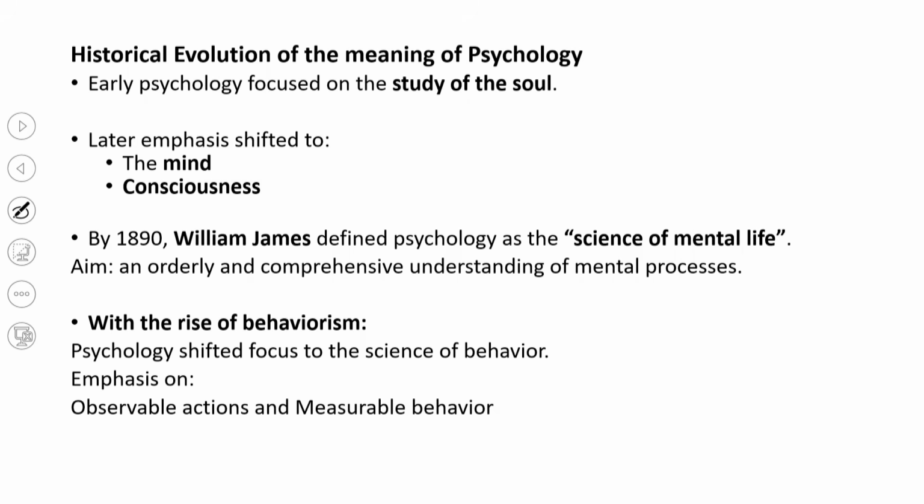Then the later emphasis shifted on the word like psychology should study the mind, then the consciousness. These are the terms that later replaced the word soul. By 1890, William James defined psychology as the science of mental life. So, the focus was given on the mind itself. His aim was an orderly and comprehensive understanding of the mental processes.